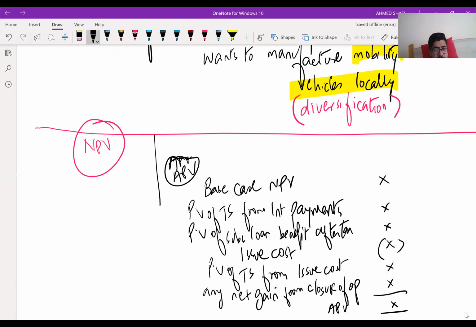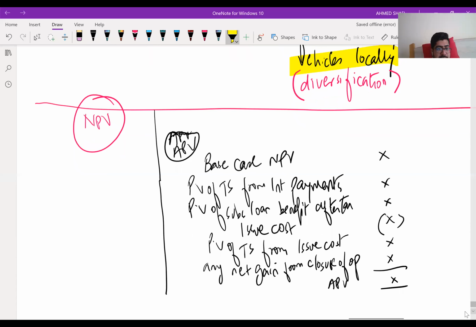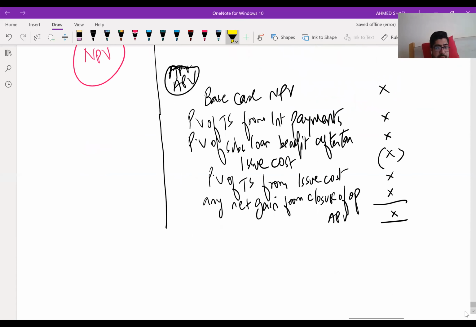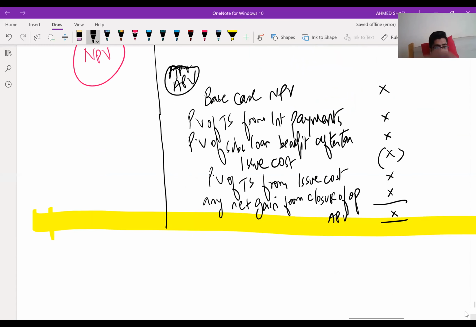Okay, so to deal with all of this stuff, the first thing we need to find is base case NPV, and that is what we are going to calculate in today's session. Other items we will be discussing in the next session. So my first target is to find the base case NPV.